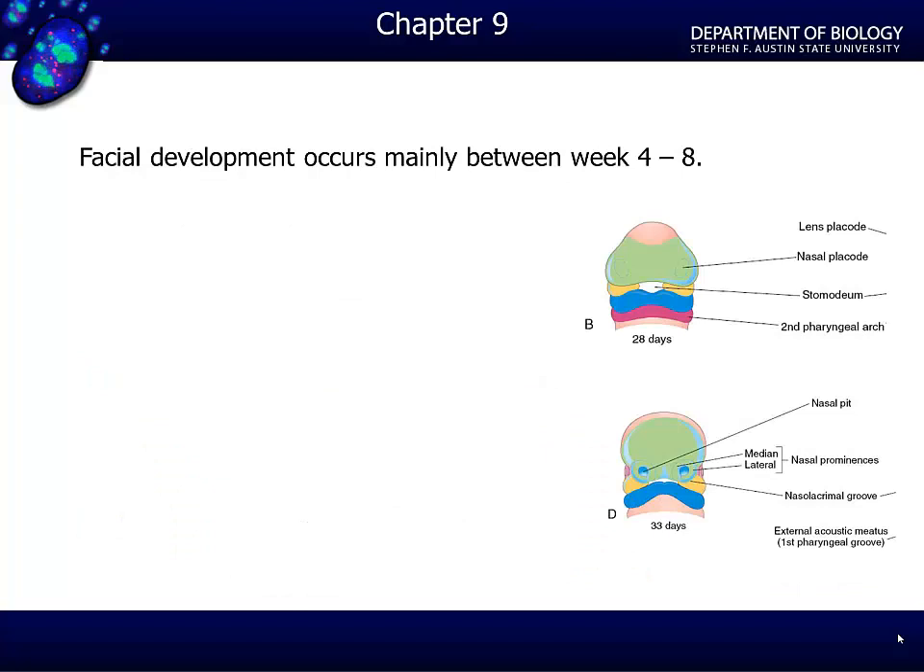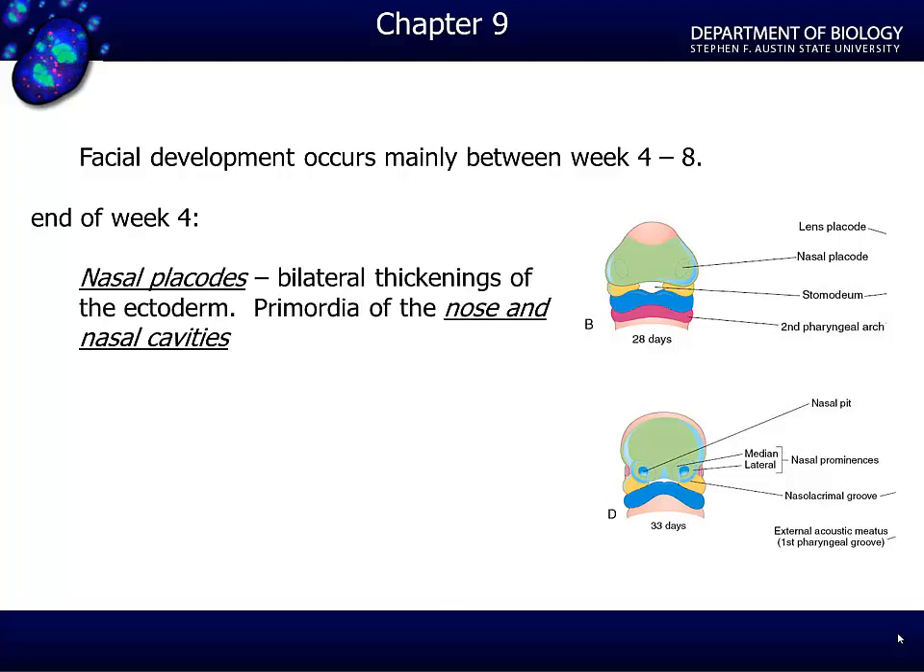Now, facial development, again, starting at week 4, and usually by week 8, we have pretty much completed facial development. So this is a very critical period of development. We can see a lot of congenital anomalies that occur from various agents, teratogenic agents, whether they be environmental factors, drugs, or otherwise.